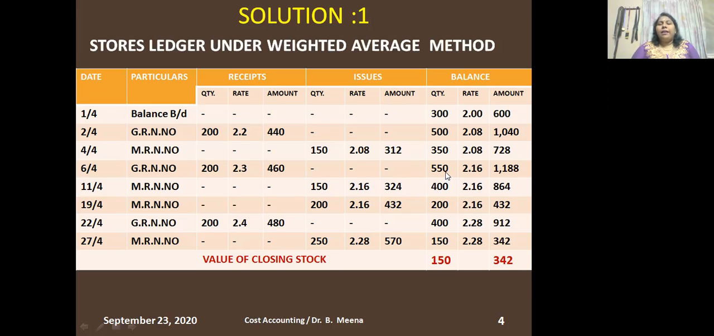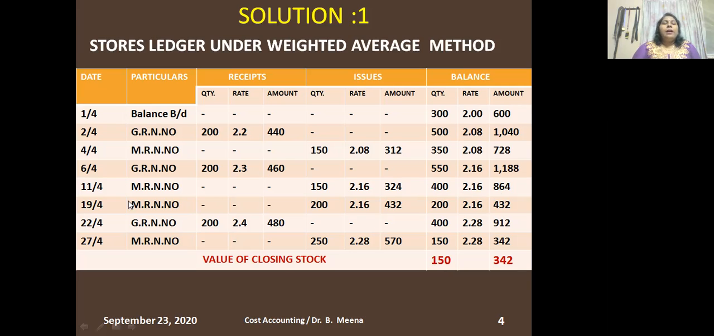So 550 is already existing. Out of this 150 I issued, what could be the balance at my godown? 400. Likewise, 1188 is the value of stock already existing. Out of this 324 rupees value of stock has gone to the production unit, what is the remaining balance at my godown? 864. Okay, the rate will be the same because the rate will be new whenever I'm receiving the material.